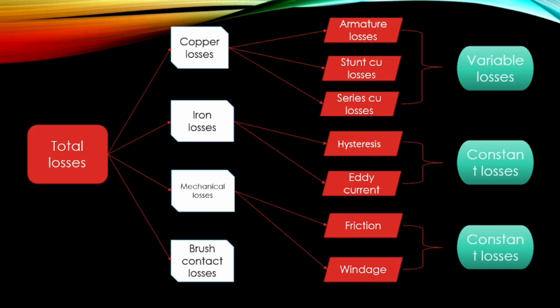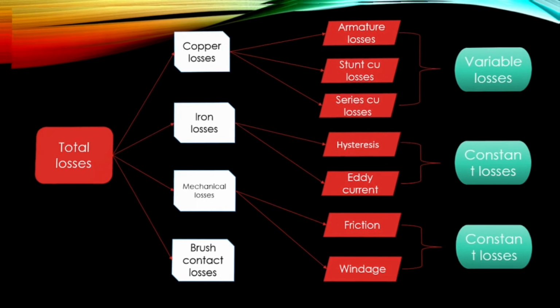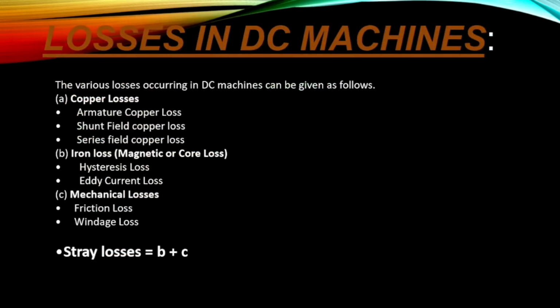Mechanical losses are classified as two types: friction and windage. These are also called constant losses. Various losses occurring in DC machines can be given as follows, as I told earlier in the flow chart: copper losses, iron losses, mechanical losses, stray losses. Stray losses are iron losses plus mechanical losses.